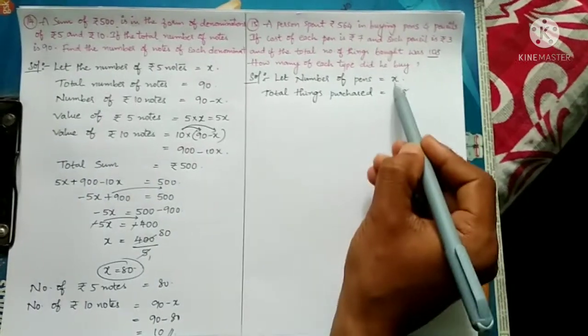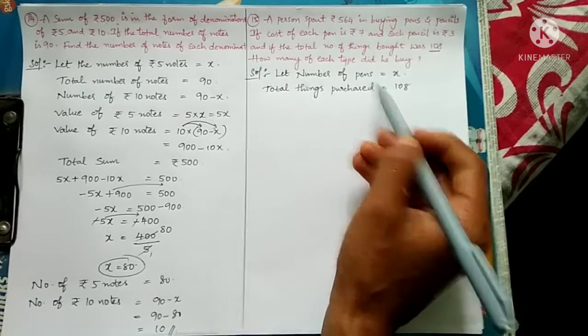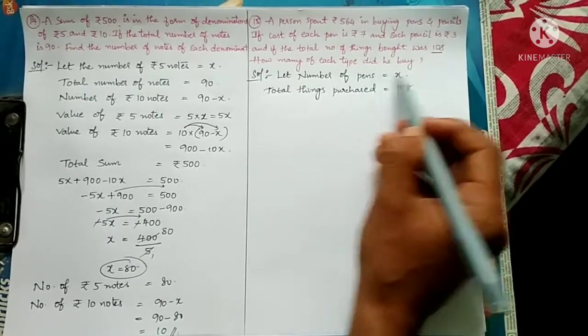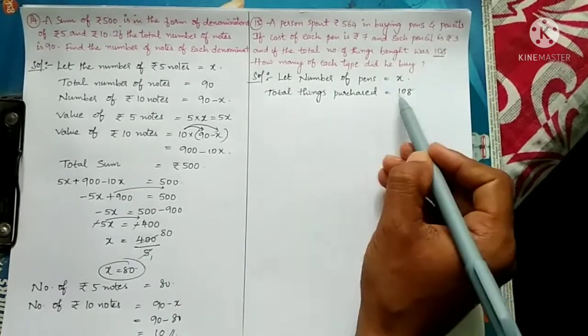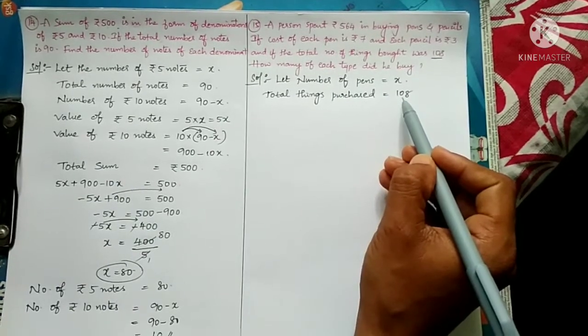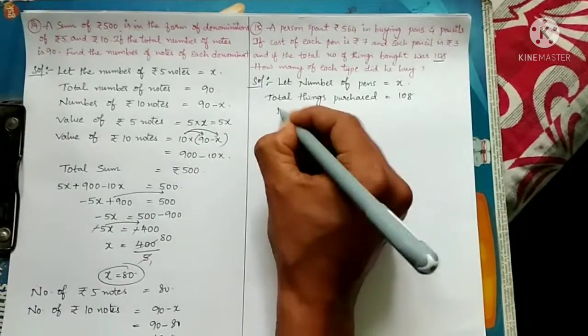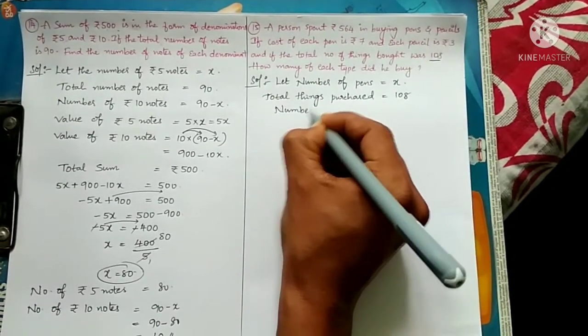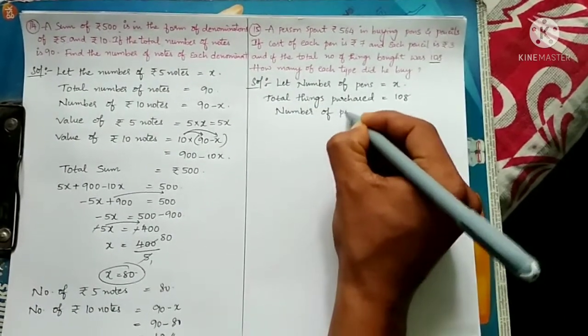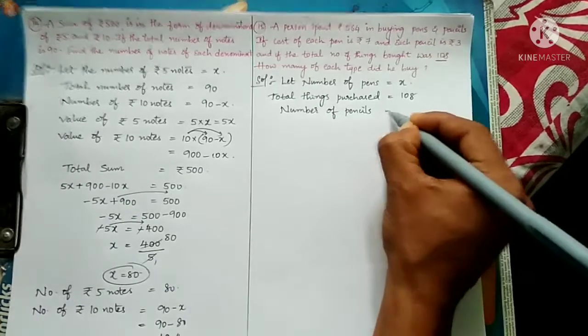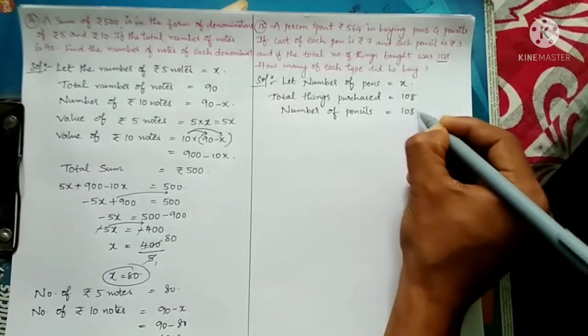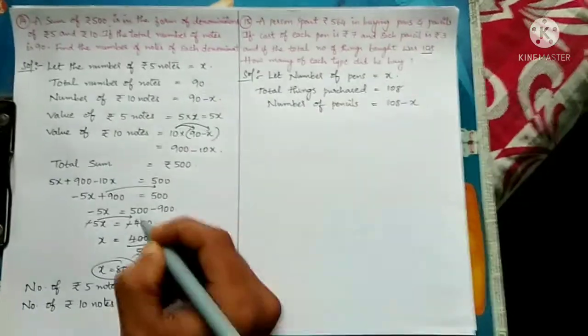Now from this we can find the number of pencils, because the number of pens I have is x, and the total things I purchased is 108. If I subtract x from 108, we get the number of pencils. Number of pencils is equal to 108 minus x.